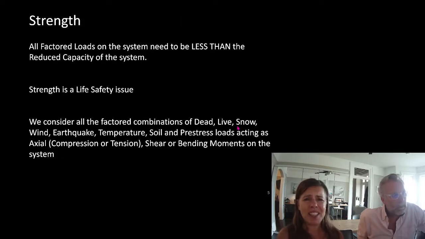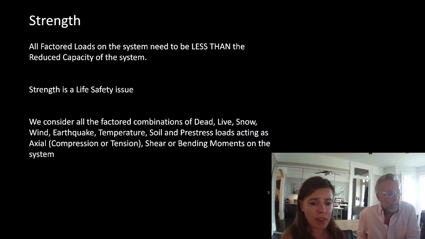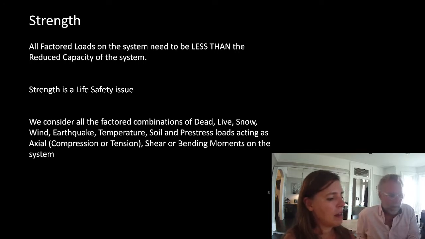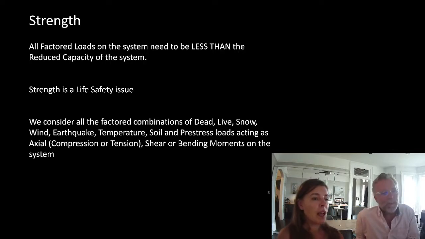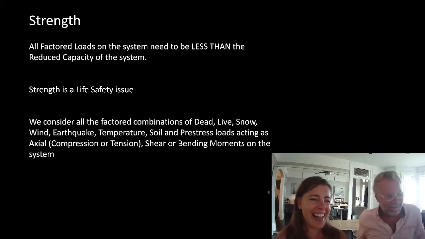Okay, so let's look at each of those three things: strength, stiffness, and stability, just briefly, and then we'll jump into more practical things. And in 15 minutes, I have to leave to pick up our children, so Dave will take over. So then we will talk about shadow.